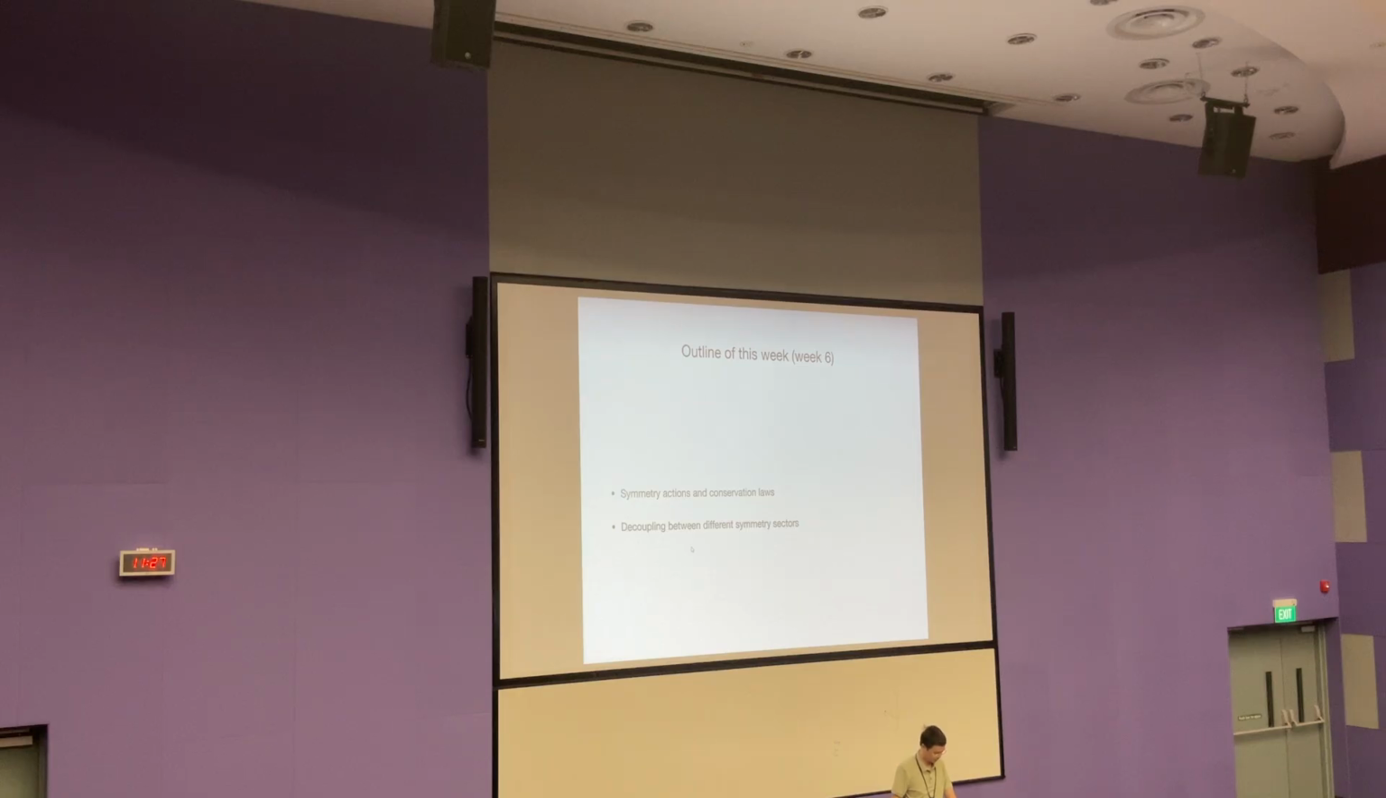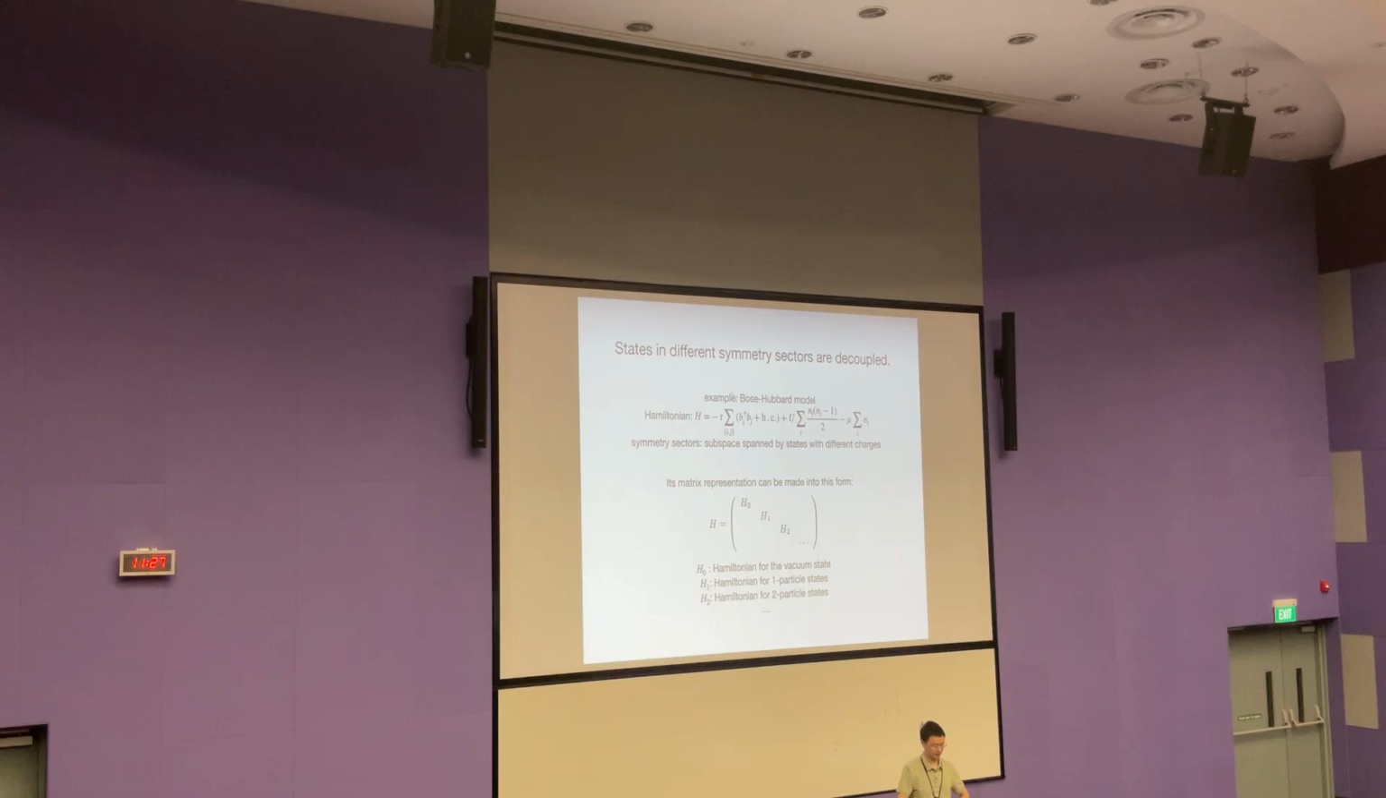It's indeed pretty quick. So one application of the symmetry is that it will simplify our analysis of the Hamiltonian, because states in different symmetry sectors are decoupled. Let's consider this example of the Bose-Hubbard model to illustrate this. Here, by symmetry sectors, I mean the subspace spanned by states with different conserved charges. The claim is that the matrix representation of this Hamiltonian can always be written in this block diagonal form.